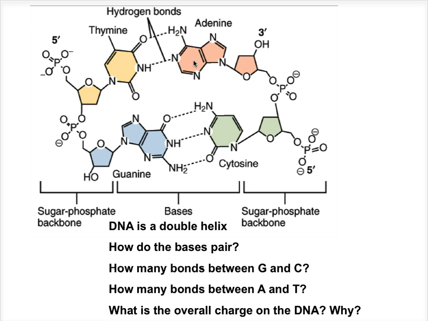Thymine always pairs with adenine, single ring to double ring. Guanine always pairs with cytosine, double ring to single ring. Notice there are 3 hydrogen bonds between guanine and cytosine, and there are only 2 hydrogen bonds between thymine and adenine. Looking at this molecule, what could you guess is the overall charge on the DNA and why? And the hint would be to actually look on the outside on the phosphate.